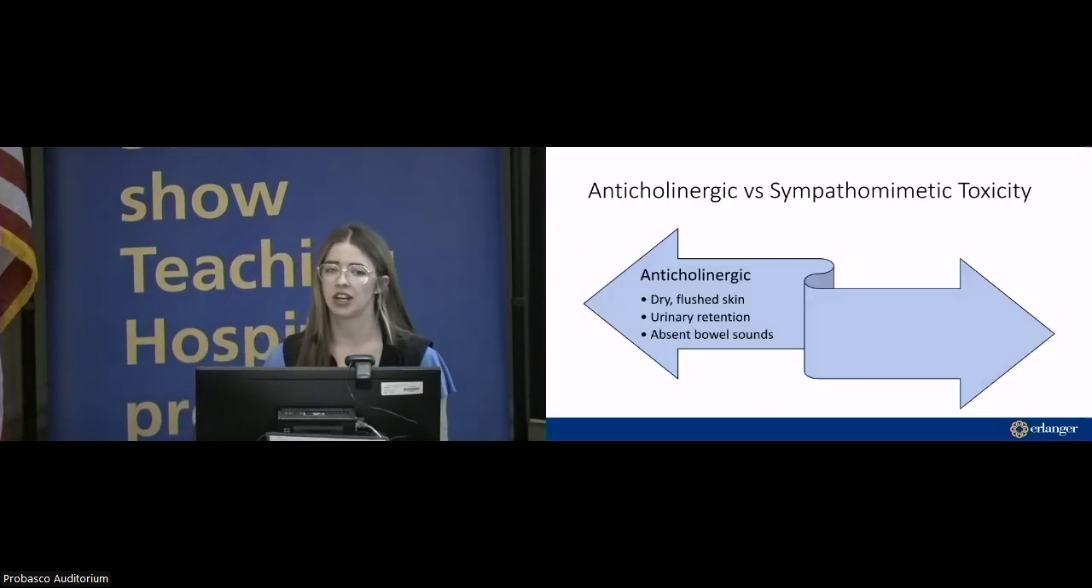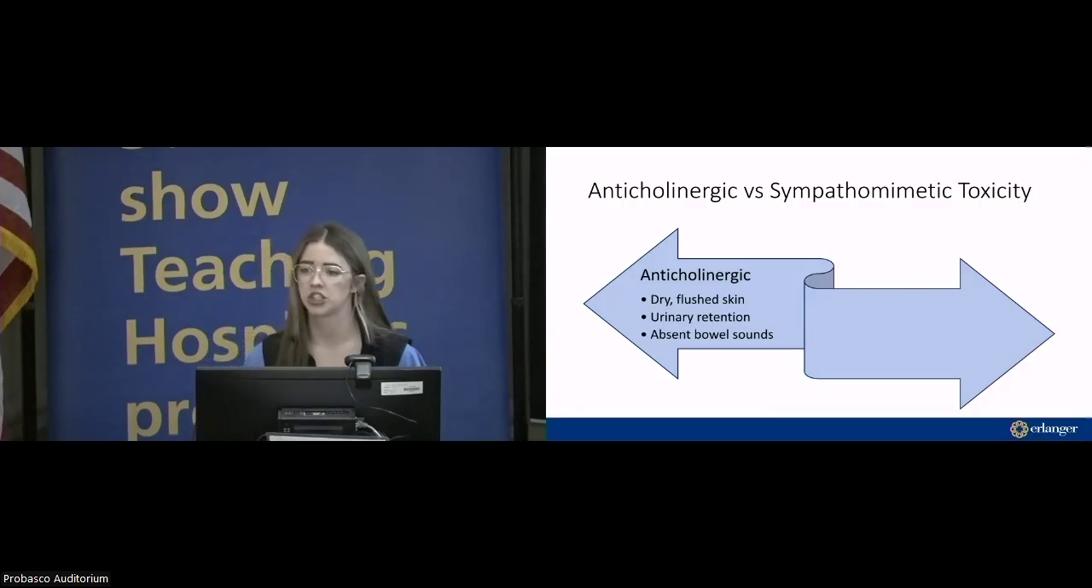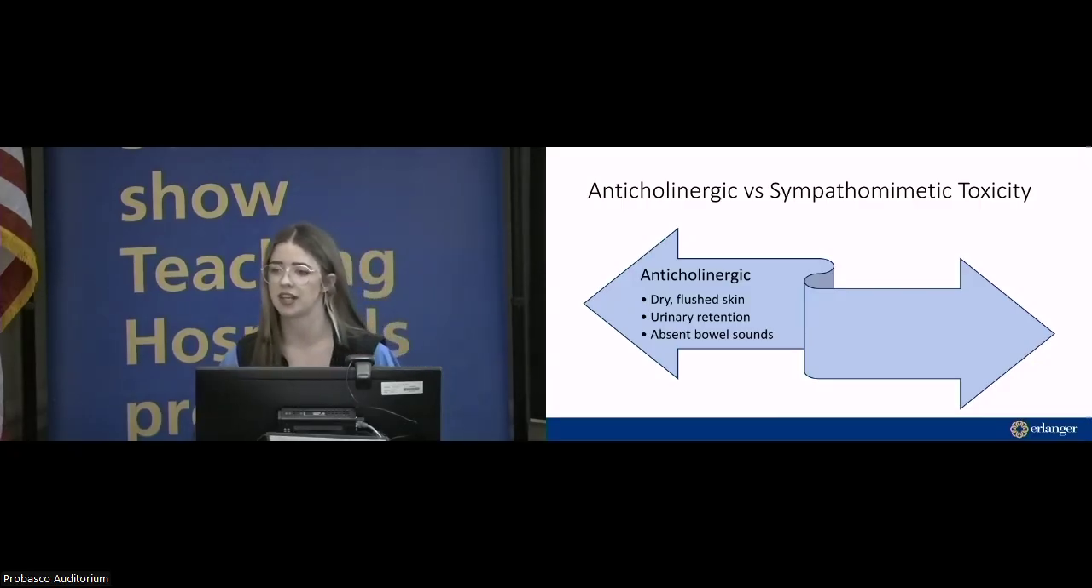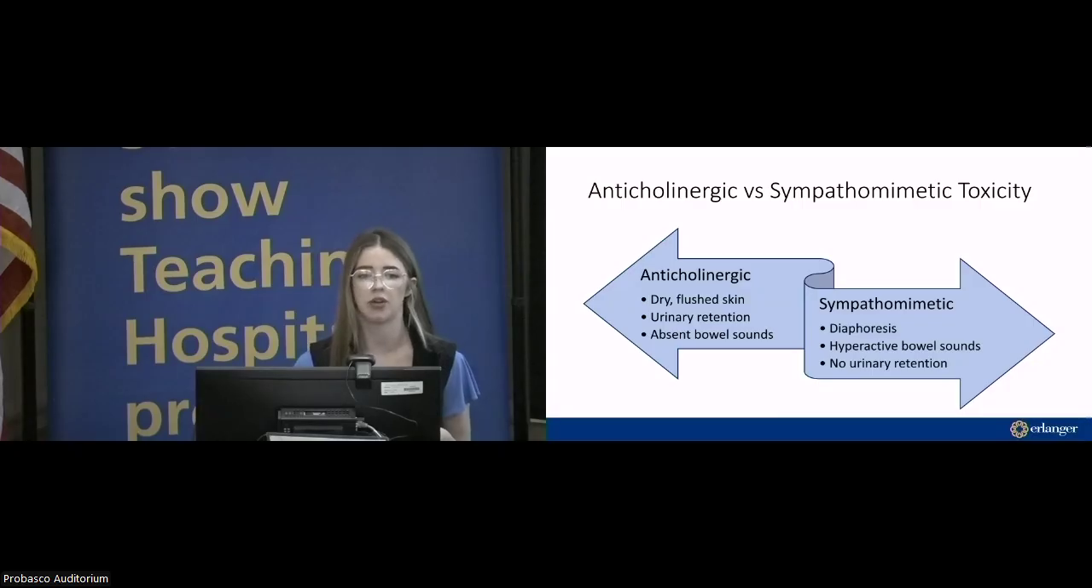Likely one of the biggest challenges is distinguishing anticholinergic toxicity from sympathomimetic toxicity because both can present with agitation, tachycardia, hypertension, and hyperthermia. The key differentiating features are moisture and gut and bladder function. Anticholinergic patients are dry. They have dry, flushed skin, urinary retention, and absent bowel sounds. In contrast, sympathomimetic patients are wet. They are diaphoretic with hyperactive bowel sounds and typically no urinary retention.